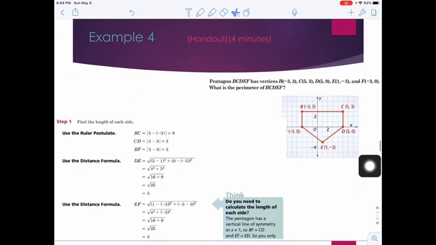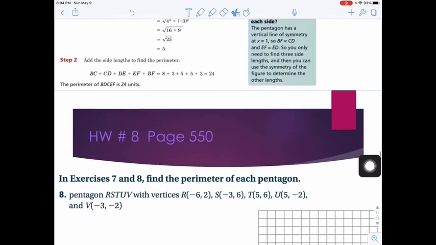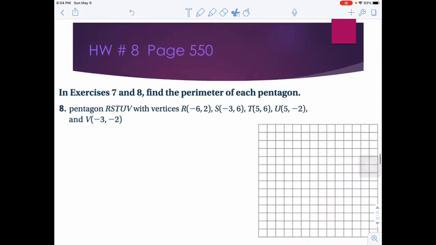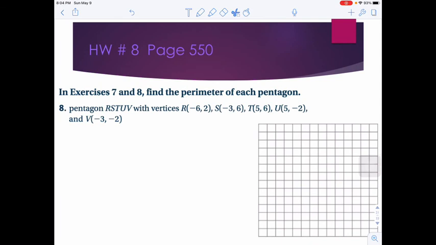The work for this problem is written out on the next 2 slides. And now I would like you to try homework number 8 on page 550. In exercises 7 and 8, find the perimeter of each pentagon. Pentagon RSTUV with vertices R (-6, 2), S (-3, 6), T (5, 6), U (5, -2), and V (-3, -2).